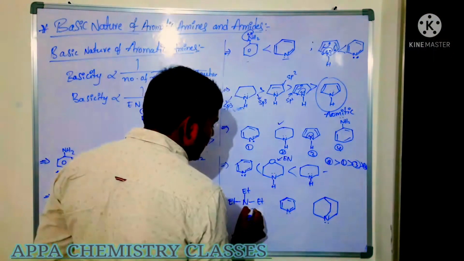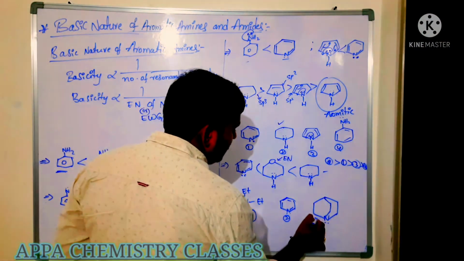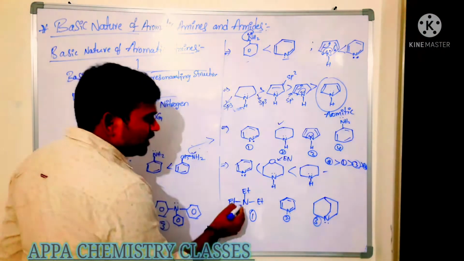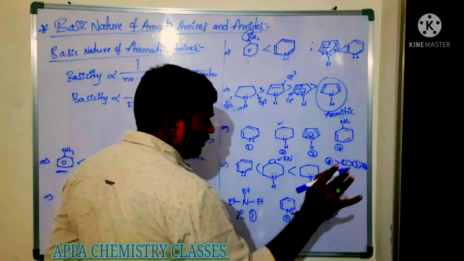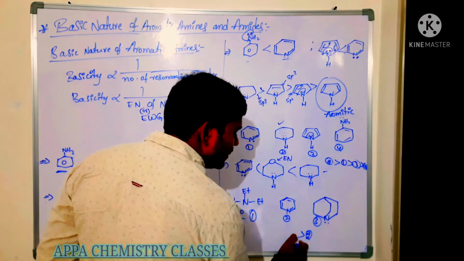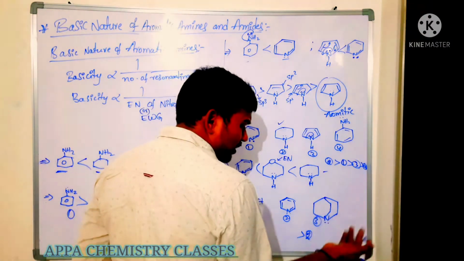Now among these three, you have to be clear here. Okay? So now you see, here it is a tertiary amine. It is an aromatic amine. Aromatic amine is the least basic one. It is the least basic one. It is an aliphatic amine.